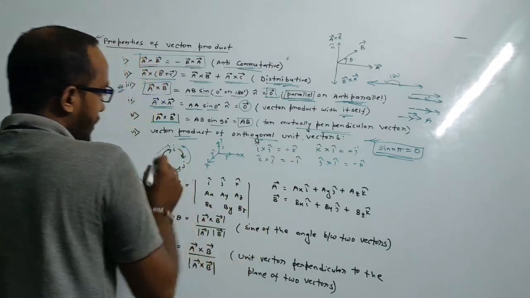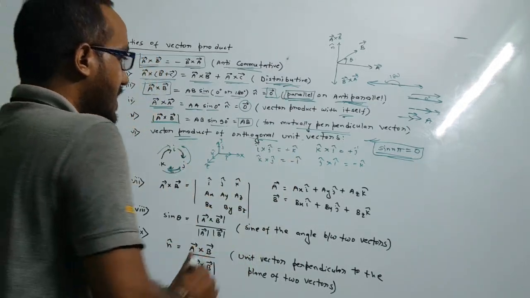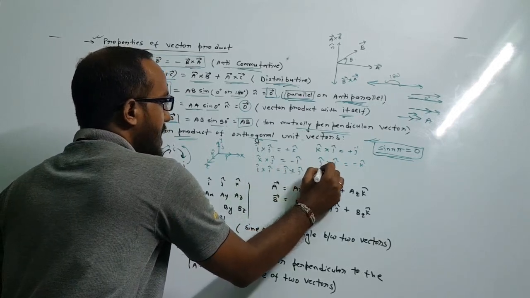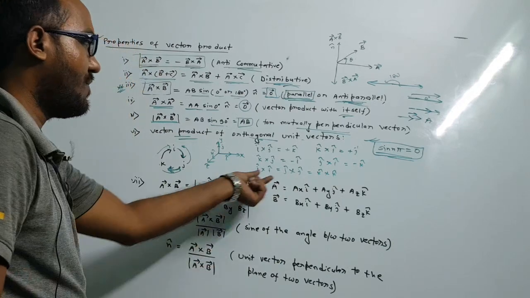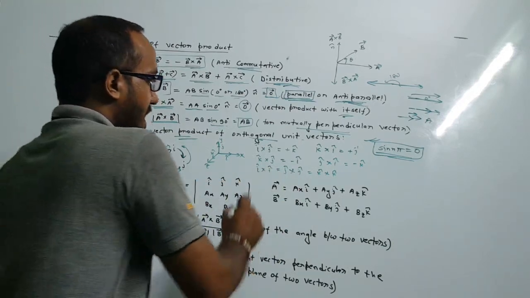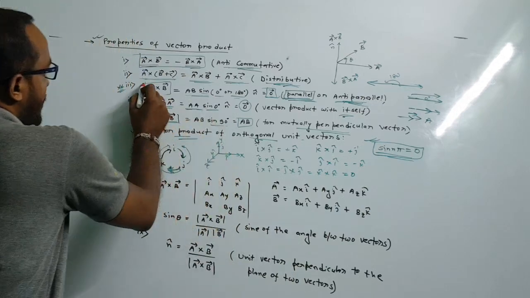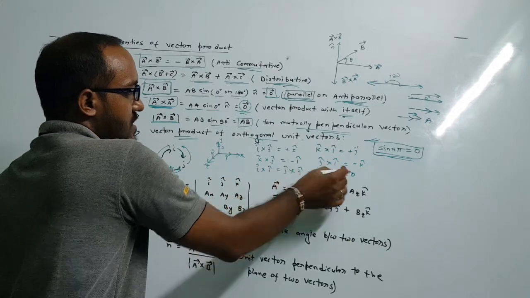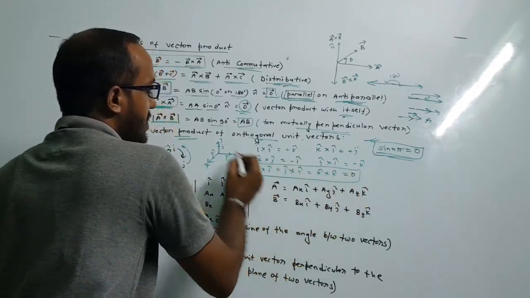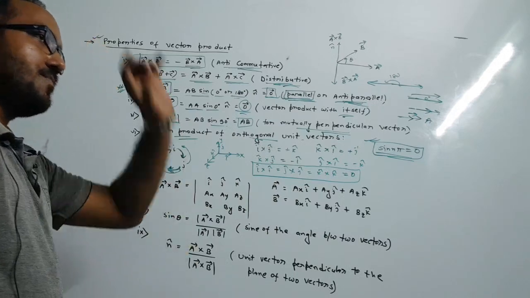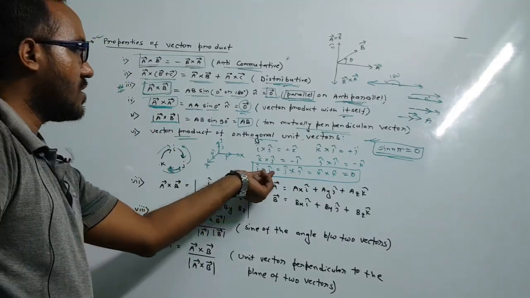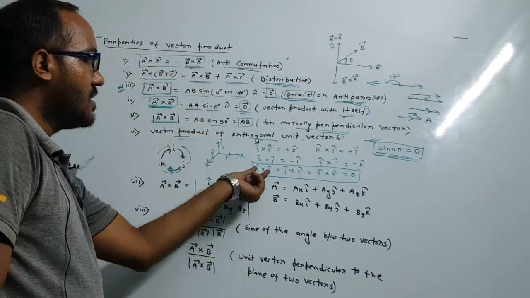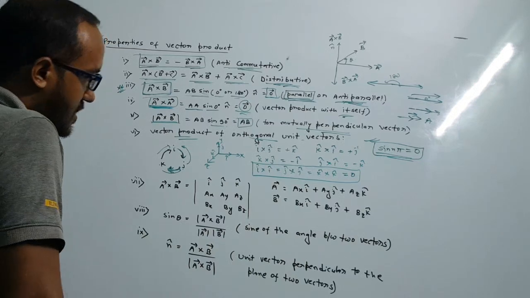Always remember, the cross product between the same unit vectors, that is i cross i, j cross j and k cross k, is the case of parallel vectors. Any vector is parallel to itself, so we get 0, because we have already proved it. A cross A is 0, so i cross i is 0, j cross j is 0, k cross k is 0. In the vector dot product, i dot i, j dot j and k dot k are 1, but for the vector cross product, i cross i, j cross j and k cross k are 0.